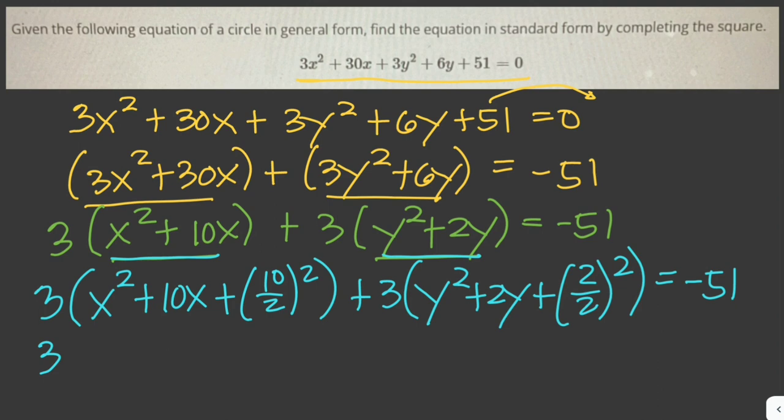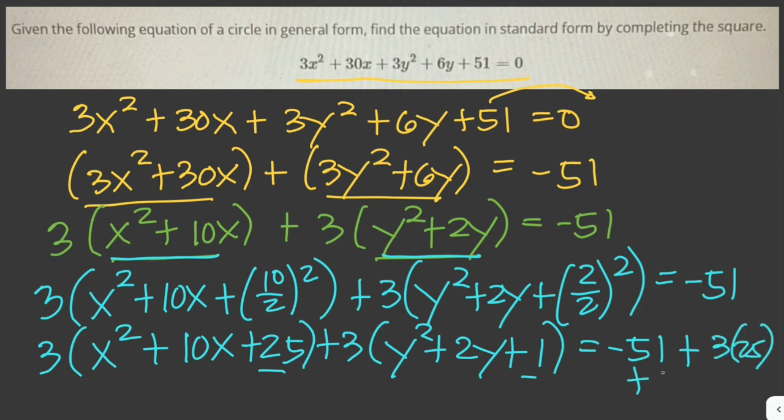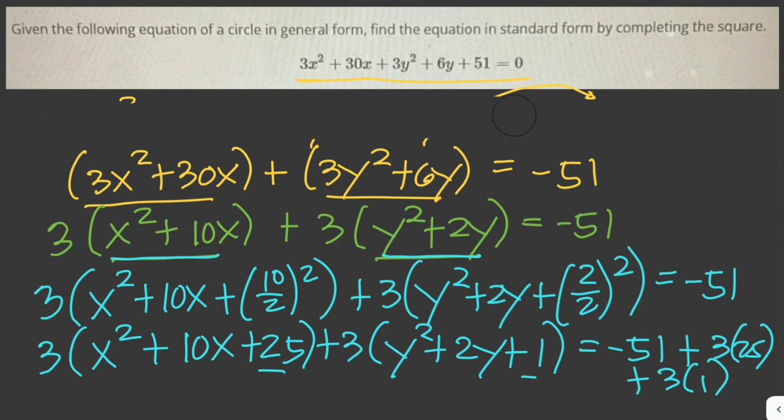Then we'll simplify. x squared plus 10x, 10 over 2 is 5, and 5 squared is 25. Plus 3 times (y squared plus 2y), 2 over 2 is 1, 1 squared is 1, equals negative 51. Whatever we add here, we also add to the right. So this is plus 3 times 25 plus 3 times 1. Now we can simplify this further.